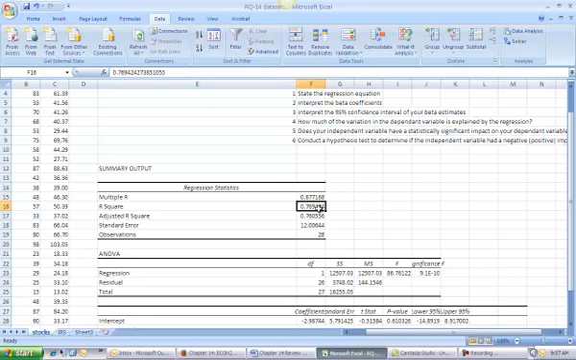Now, in general, we say the higher the R-squared, the better, but that's something that you really need to take with a grain of salt. We'll talk about when we get to the next chapter where we do multiple regression, we'll see that we can use this adjusted R-squared, because as you increase the number of independent variables, R-squared is artificially increased as well.